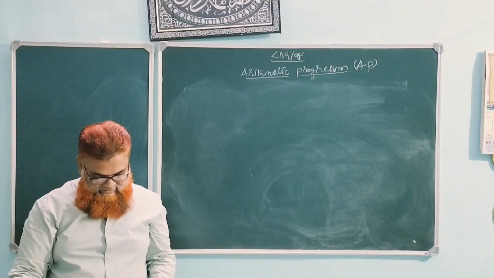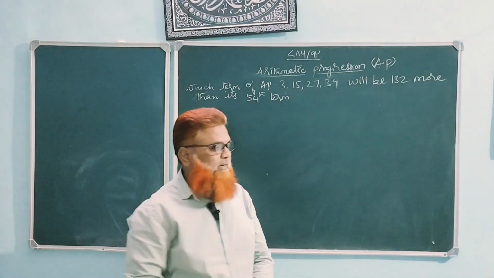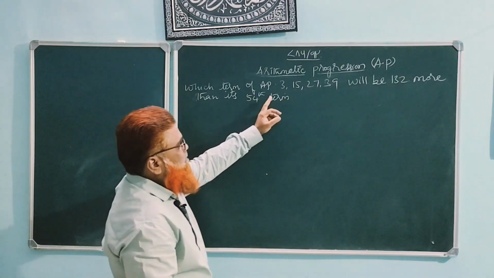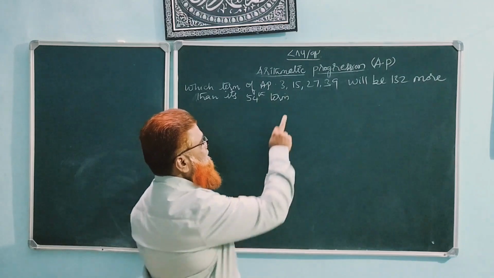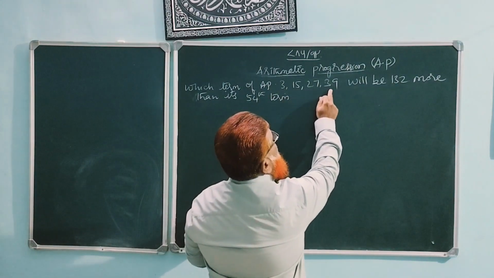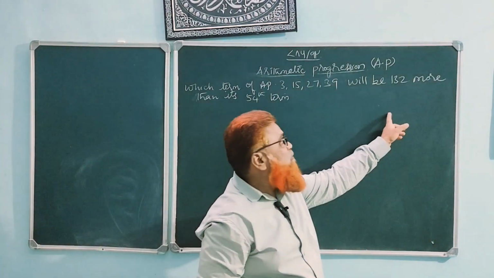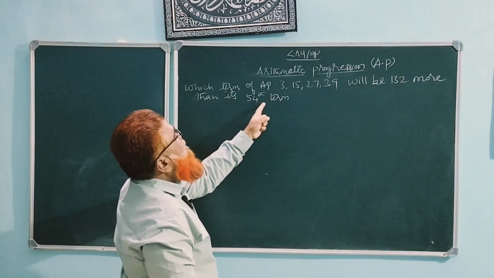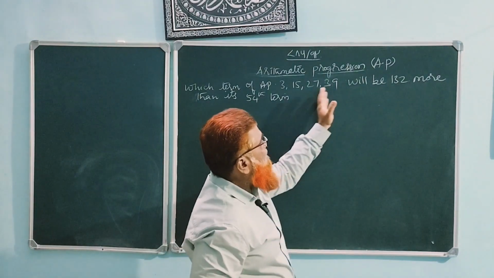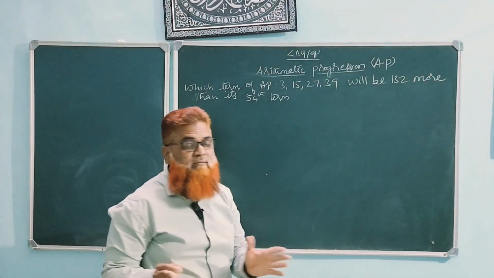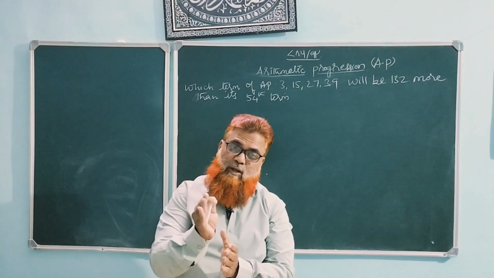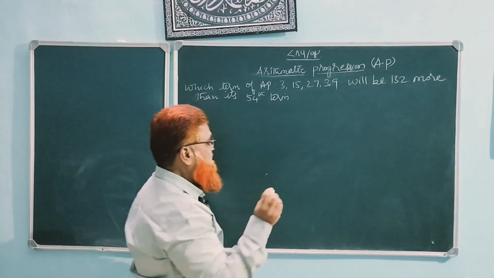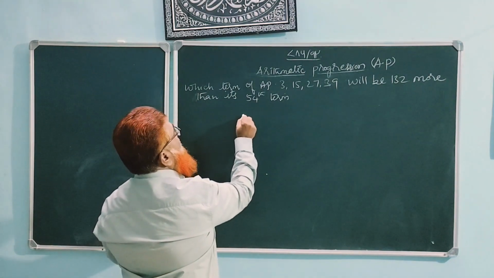Then what is this? Okay, now look at this example. Which term of the AP, arithmetic progression, 3, 15, 27, 39 will be 132 more than its 54th term? Which term of an AP? We don't know which term is 132 exceeding the A54. Okay, that is how it is given. Which term? We don't know.